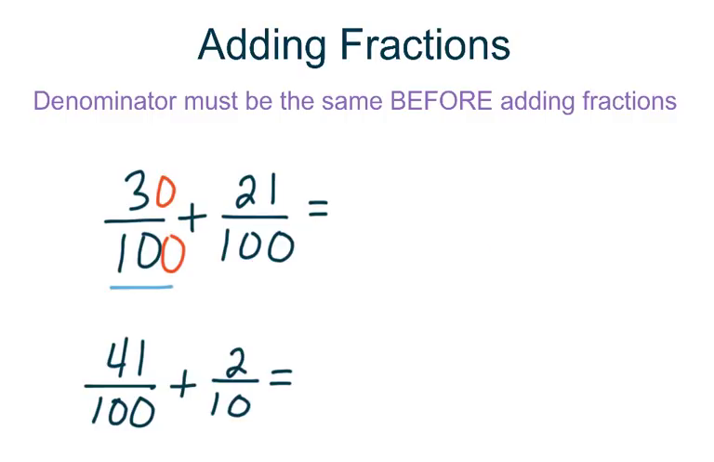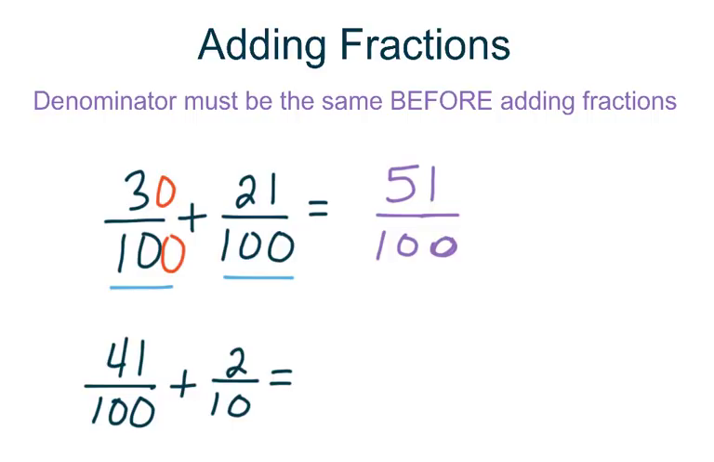Now we see that our denominators are the same. So once our denominators are the same, we can add our fractions. So we're going to go ahead and add. We know when we add fractions that our denominator stays the same, so our denominator is going to remain 100, and then all we're doing is adding 30 plus 21, and we get 51. So our answer is 51 hundredths. And we did that by making sure that our denominators were the same before we added our fractions. Let's take a look at the next one.